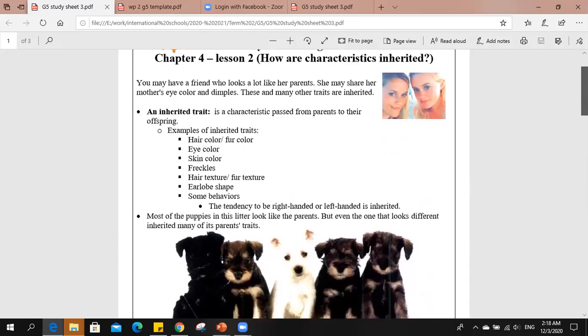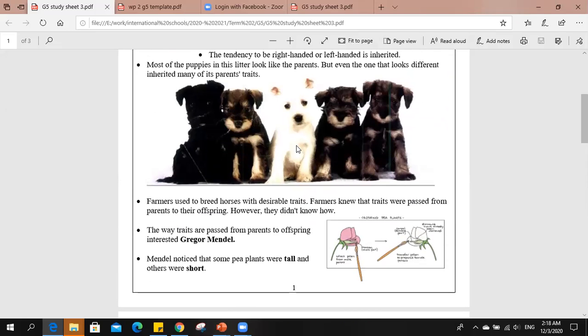So in here, we learned about the inherited trait, as we said, and how these dogs are all from the same parents, but they still look different. Three of them look the same, while two of them look different. Why do we have these variations? It's because of the genes, guys, the factors that are passed to us from our parents.